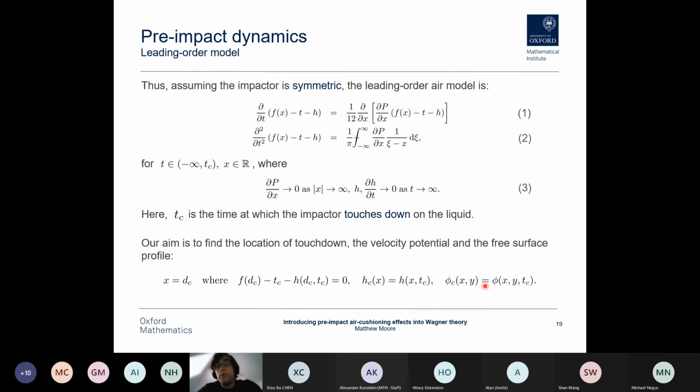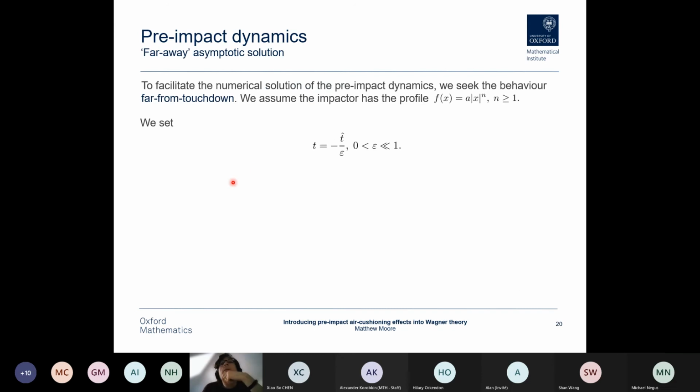So in order to solve it numerically, it turns out we have to think a little bit about what happens for large negative time so we can initiate our numerical simulations. So throughout the rest of this talk, I'm going to be thinking about problems where the impactor is symmetric. So strictly speaking, that derivation didn't require the impactor to be symmetric, but from now on, I'm going to assume that it is. And what I'm going to do is say, if this is the body profile and t is quite large and negative, then what is the far away asymptotic solution of that impact of that system?